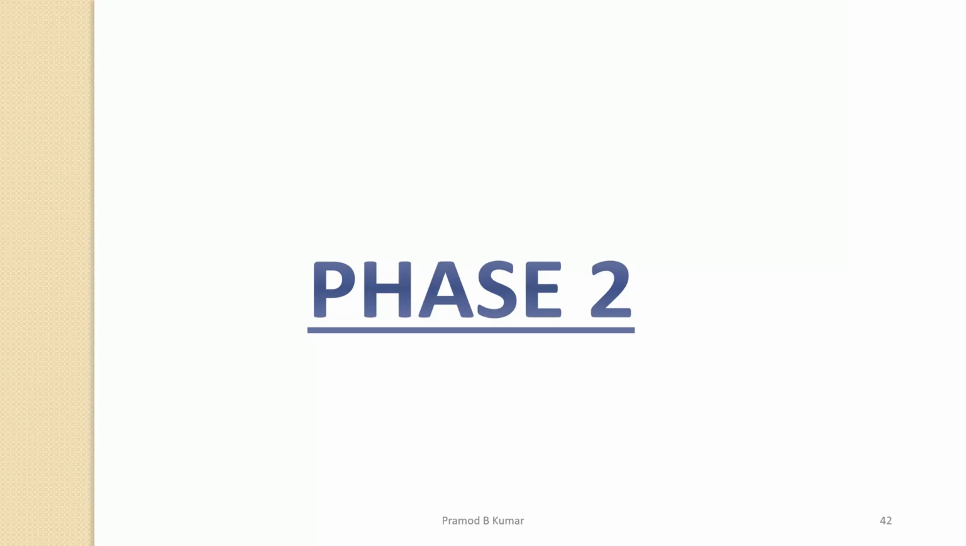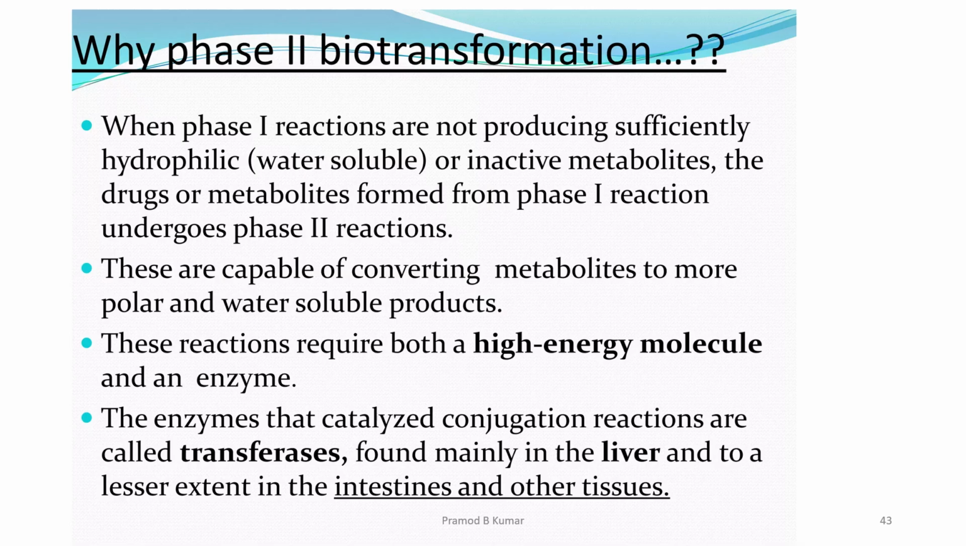So now comes phase 2. In phase 1, what are you doing? You are converting non-polar, that is hydrophobic, compounds to more polar forms. But this does not fully solve the problem. For further making it water soluble, it has to be conjugated with a polar compound. So here comes phase 2 metabolism. Phase 1 reactions do not produce sufficiently hydrophilic metabolites. It is just polar but not hydrophilic, or is an inactive metabolite.